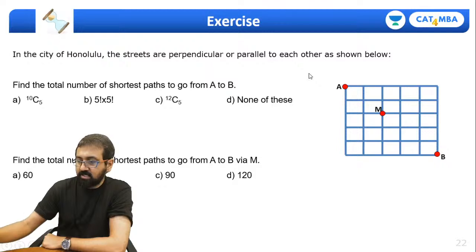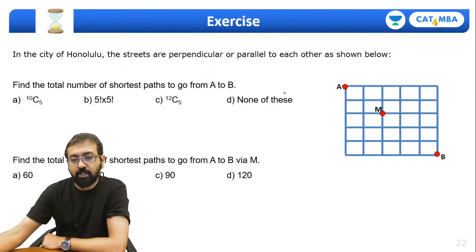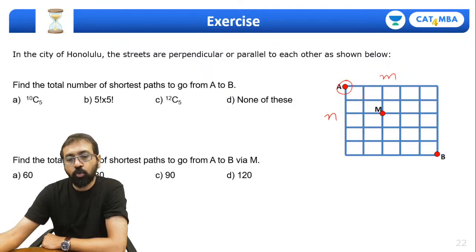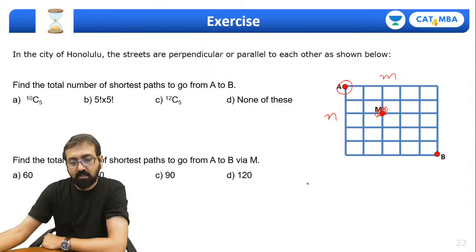We have already discussed this question in this kind of grid, M cross N grid, where M is the number of columns and N is the number of rows. If you want to go from point A to point B using the shortest path, the number of ways will be (M plus N) C N.